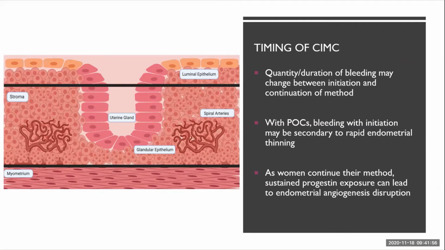Contraceptive-induced menstrual changes may vary by timing. So there may be differences between initiation and continuation of a method. For example, when a woman starts progestin-only contraceptives, the bleeding that starts with initiation may be secondary to rapid endometrial thinning, whereas as women continue their method and they have sustained exposure to progestin, either systemically or locally, such as with the LNG-IUS, there can be abnormal angiogenesis, which is blood vessel growth, and these blood vessels can be thin-walled and susceptible to bleeding, along with other changes that occur. Next slide, please.